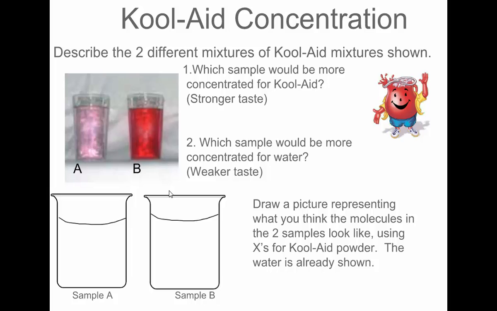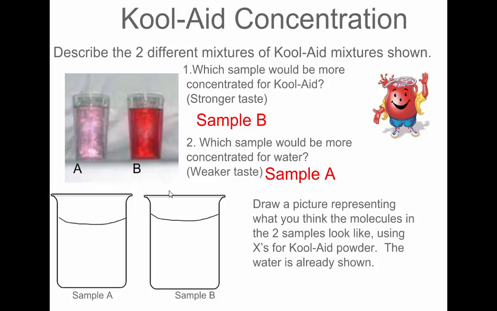A higher concentration of Kool-Aid. Dan? B. Why B? Because it's redder. Okay, so what does it mean to have a higher concentration? They're the same amounts of Kool-Aid. Emily? A stronger taste. It's a stronger taste. And how do you make it have a stronger taste? David? By putting less water? Well, I have the same amount of water. Oh, by putting more powder. Yeah, so if I have more of the powder with the same amount of water, I end up with a stronger taste, a higher concentration.